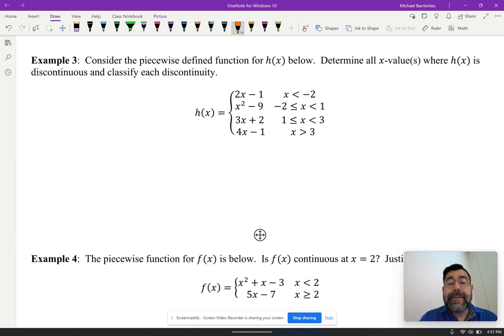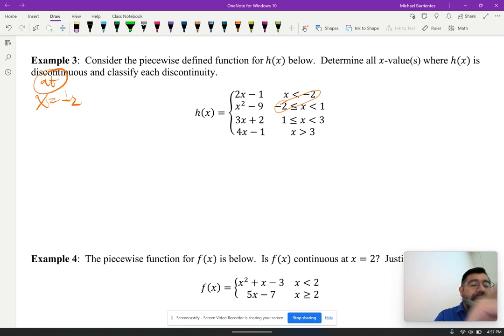We're going to look at this x value first. At x equals -2, that's where the first piece stops and the second one begins. There you go. I was trying to erase it and it wouldn't erase. So at x equals -2.